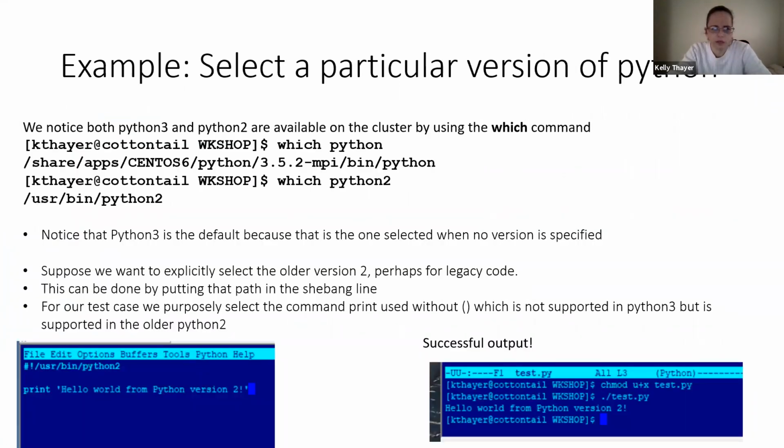So suppose we wanted to select a particular version of Python. So we notice that both Python 3 and Python 2 are available on the cluster, and we can find that out using the which command. So you can use which and then give the name of what you want to run, and it will report back the location of where it finds the thing that you're looking for. So if you want to know what will execute Python, you can do which python, and this gives us the path to where Python is running.